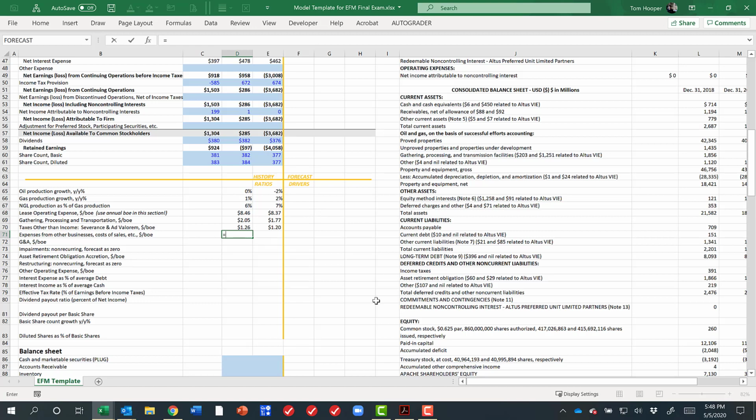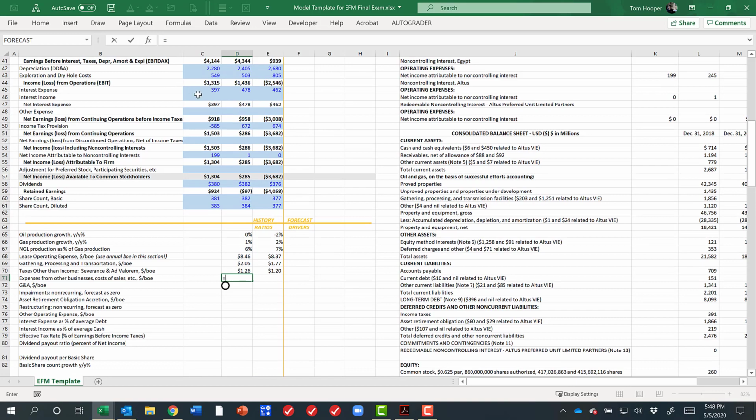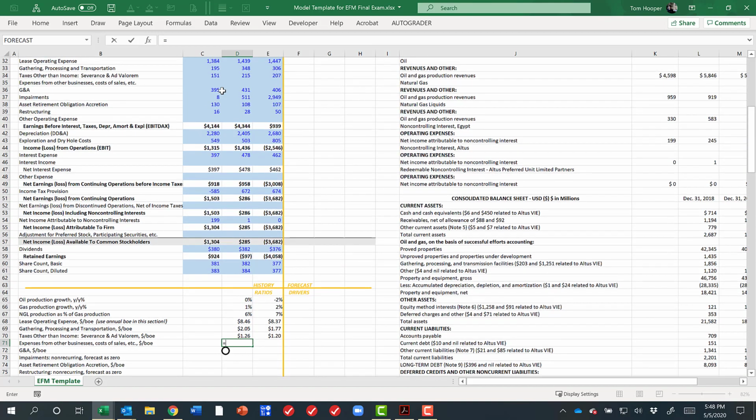I'll continue with expenses other than business. I don't believe we even had any of those, so I can leave that blank. G&A divided by D18 times 1,000. I'm going to use that so many times I'm going to start copying that.